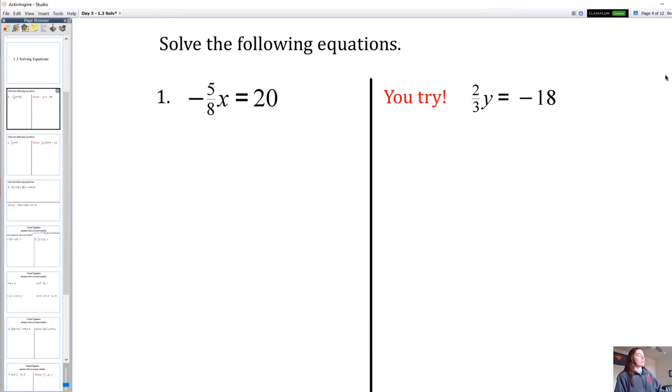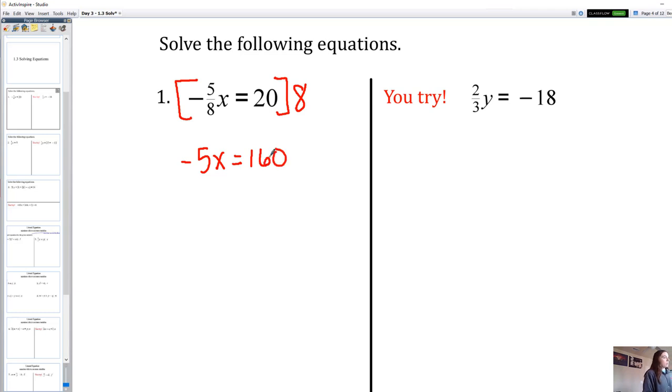So with this negative 5 over 8, since we're currently dividing by that 8, we're going to go ahead and multiply it. We are undoing division, so we are going to multiply the 8 to both sides. So when we do that, I'm just going to put this so I know I am multiplying both sides by this 8. When we multiply this left side by 8, that's going to get rid of our denominator, so we're only left with the negative 5 and the x equal to, and then 20 times 8 is 160. So we've multiplied both sides by 8 to get rid of our denominator.